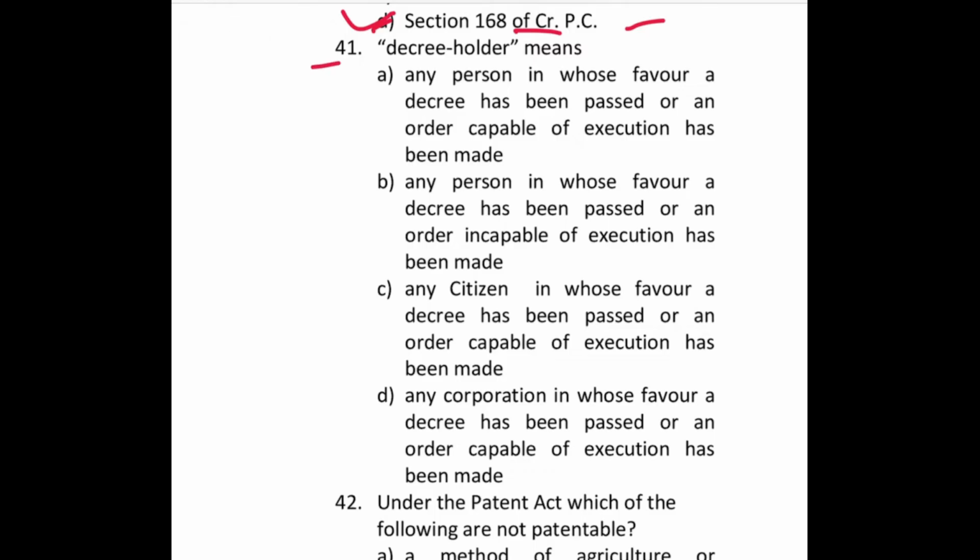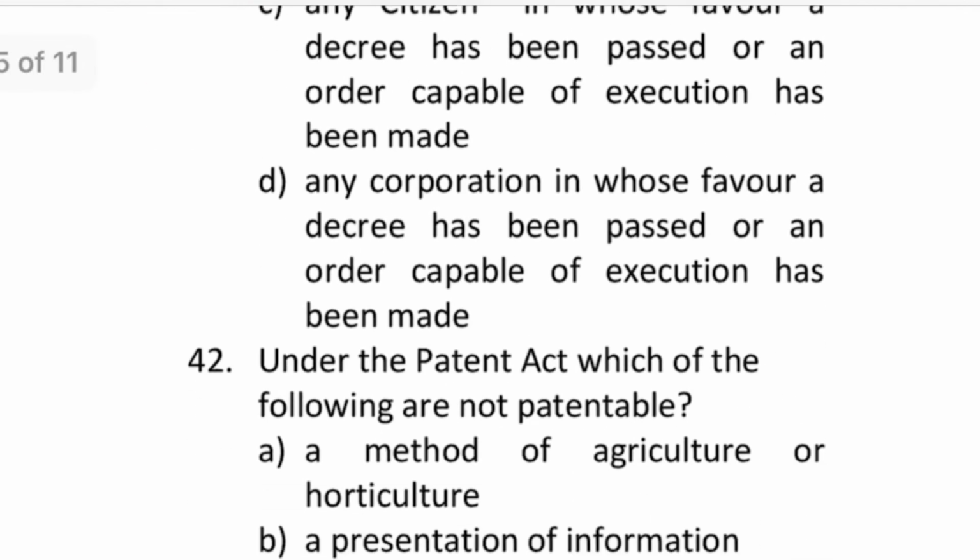Next 41. Decree holder means any person in whose favor a decree has been passed or an order capable of execution has been made. A is the answer. Where it is defined? Section 2(3) of CPC. 2(2) में क्या है? डिक्री की डेफिनेशन है, डिक्री होल्डर उसके बाद आ गया.